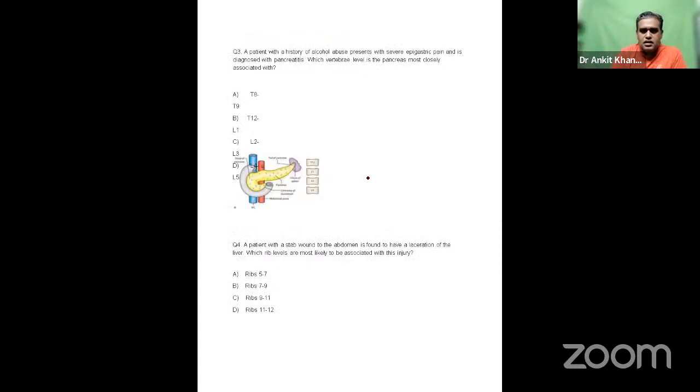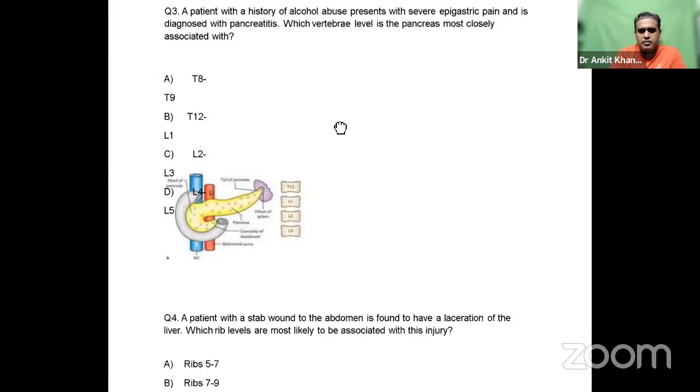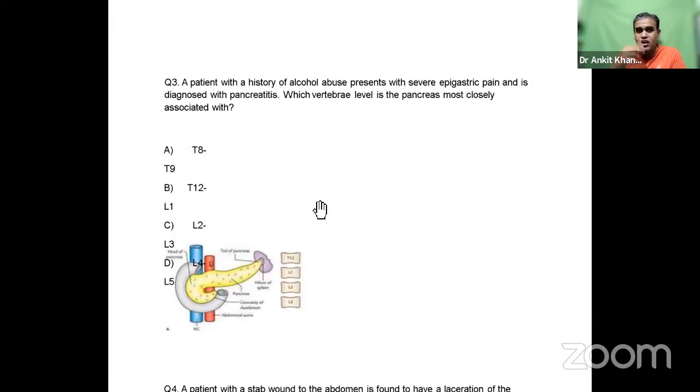Okay. So now let us see the next question over here. A patient with a history of alcohol abuse presents with severe epigastric pain and is diagnosed with pancreatitis, inflammation of the pancreas. This is a very critical situation. Pancreatitis is not an easy thing. There's a good mortality rate as well. The two important causes of pancreatitis are number one, alcohol abuse, second is gallbladder stones.